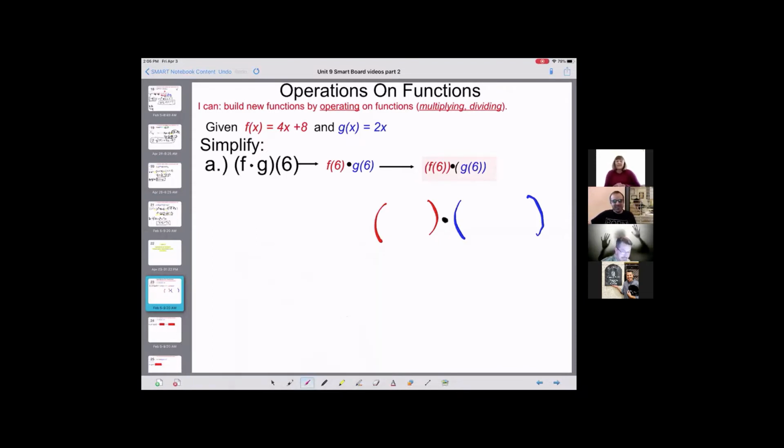In the first set of parentheses, our function is 4x plus 8. We're going to have 4, a little set of parentheses, so we can substitute our value, plus 8. In our second set of parentheses, we're going to have 2x, 2 with a little set of parentheses for us to substitute our value. Our value in this problem is 6, so inside each set of parentheses, we're going to replace with 6.